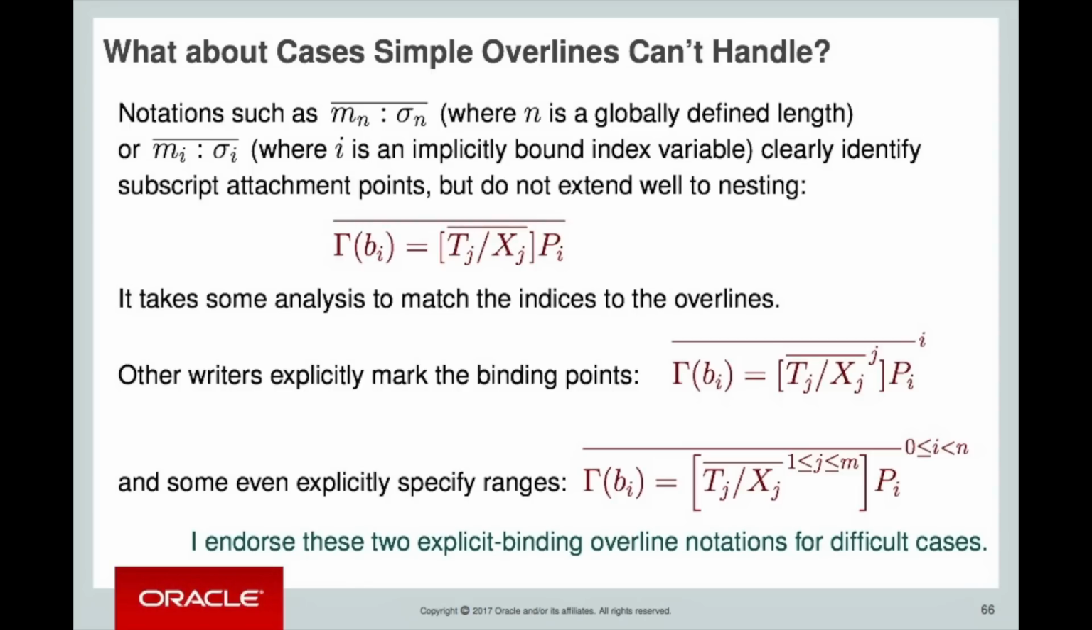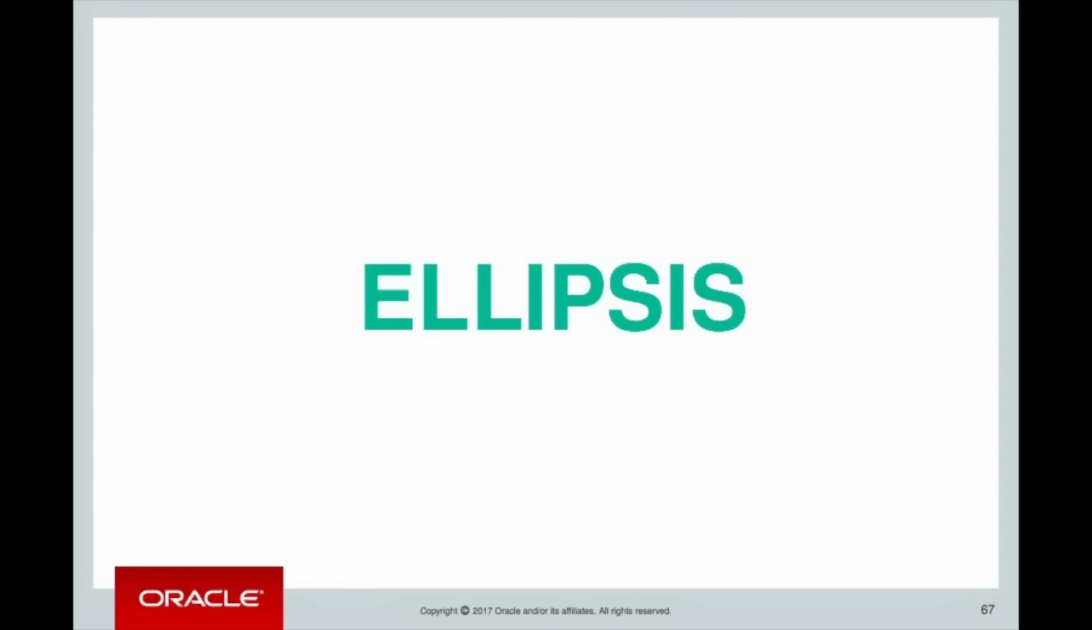So in the first example here, the upper overline binds index I, the lower overline binds index J, and the subscript points can be attached, attachment points can be indicated explicitly. And in a more elaborate version of this, you can express the appropriate ranges for those bindings as well. I think these are pretty good notations. Okay, I've got about 3 more minutes left.